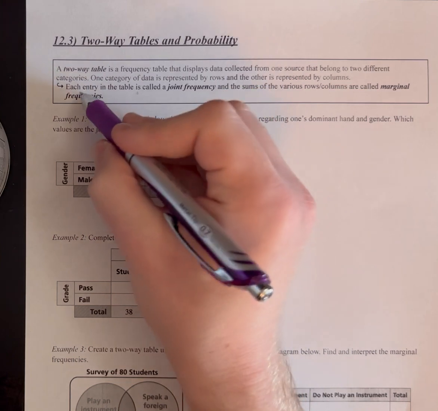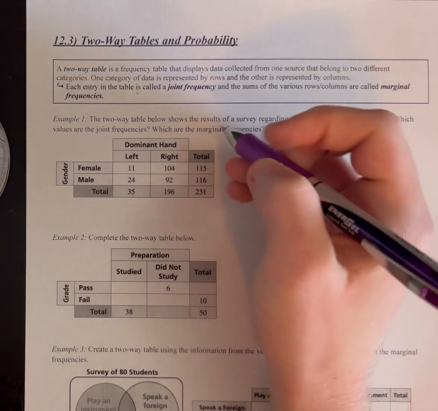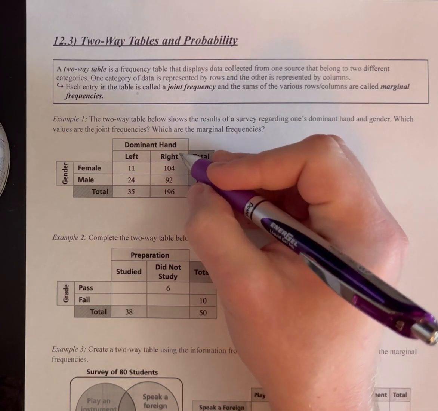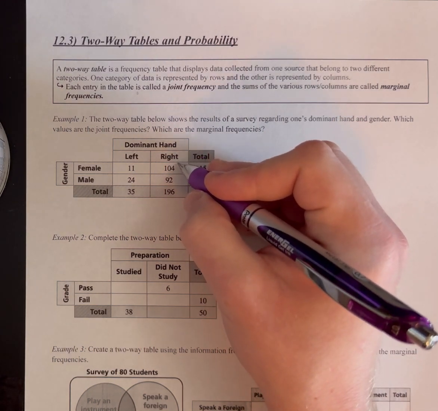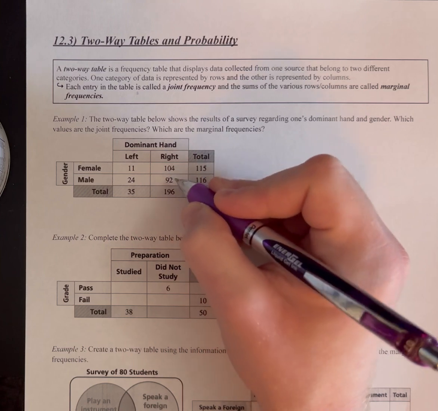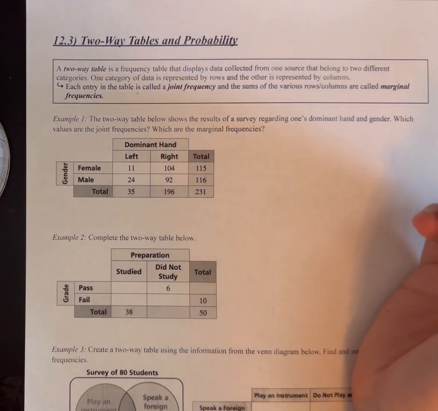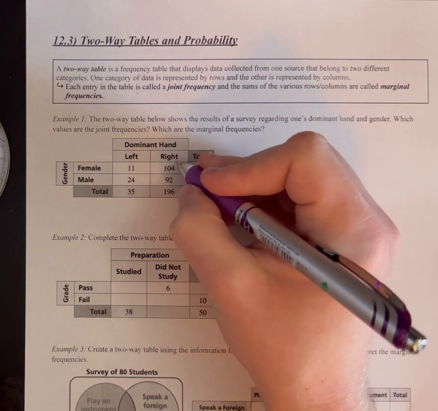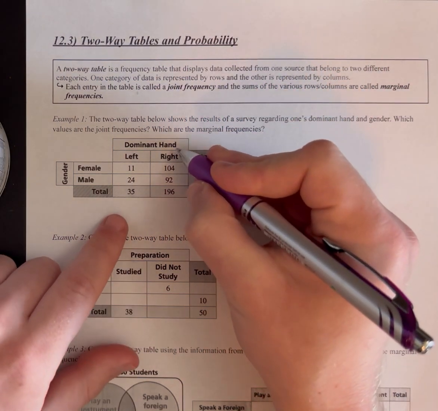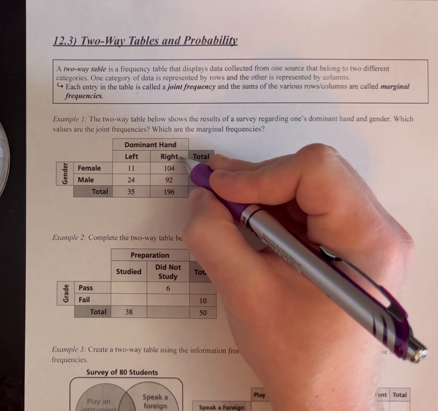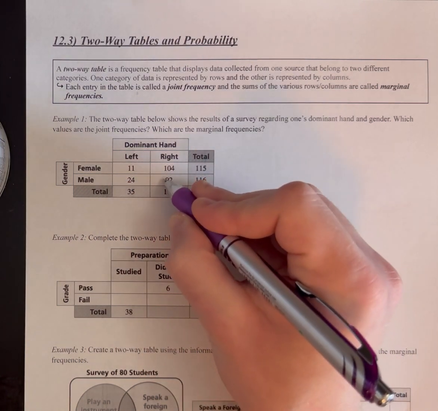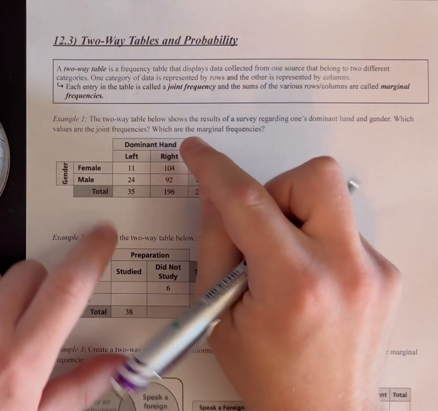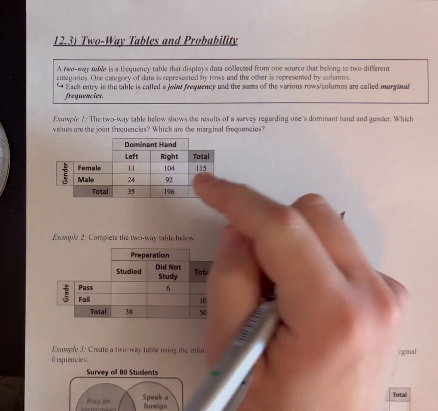So each entry in the table is called a joint frequency. So all of these are frequencies, right? Like the frequency of people having their dominant hand being their right hand and being male is 92. That's the frequency of that event occurring. The word joint right here, think of the word joined, right? So they're called joint frequencies because it's dominant hand being their right hand joined with the fact that they're male. So that's 92 right there. That's why it's called a joint frequency. It's the joining of a column and a row.